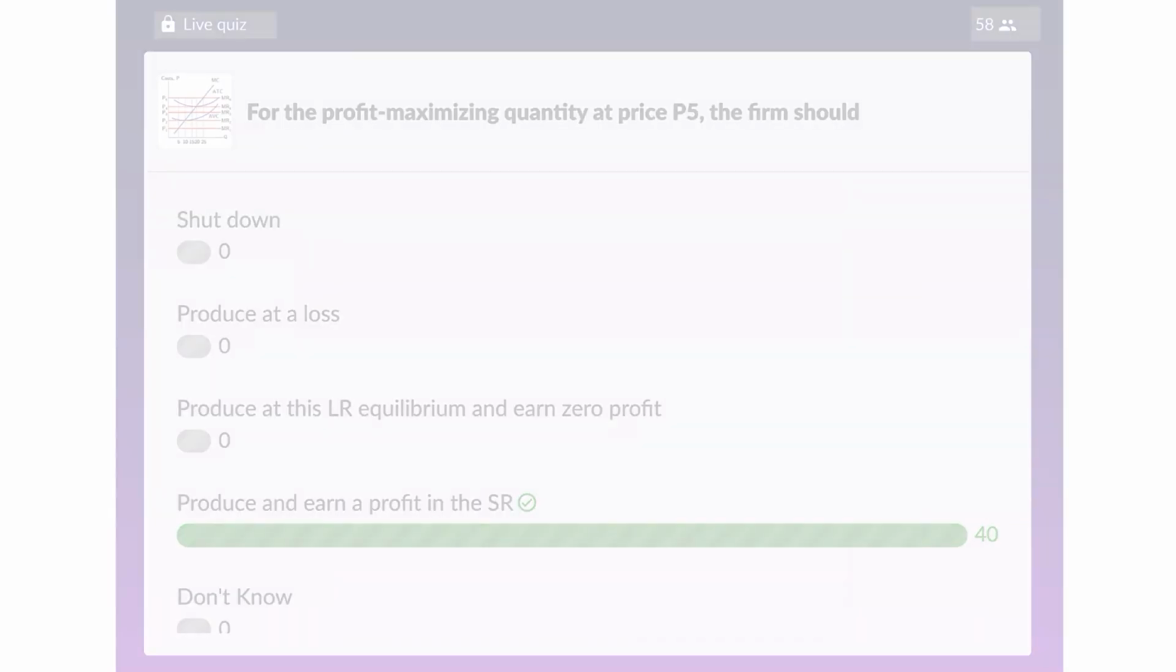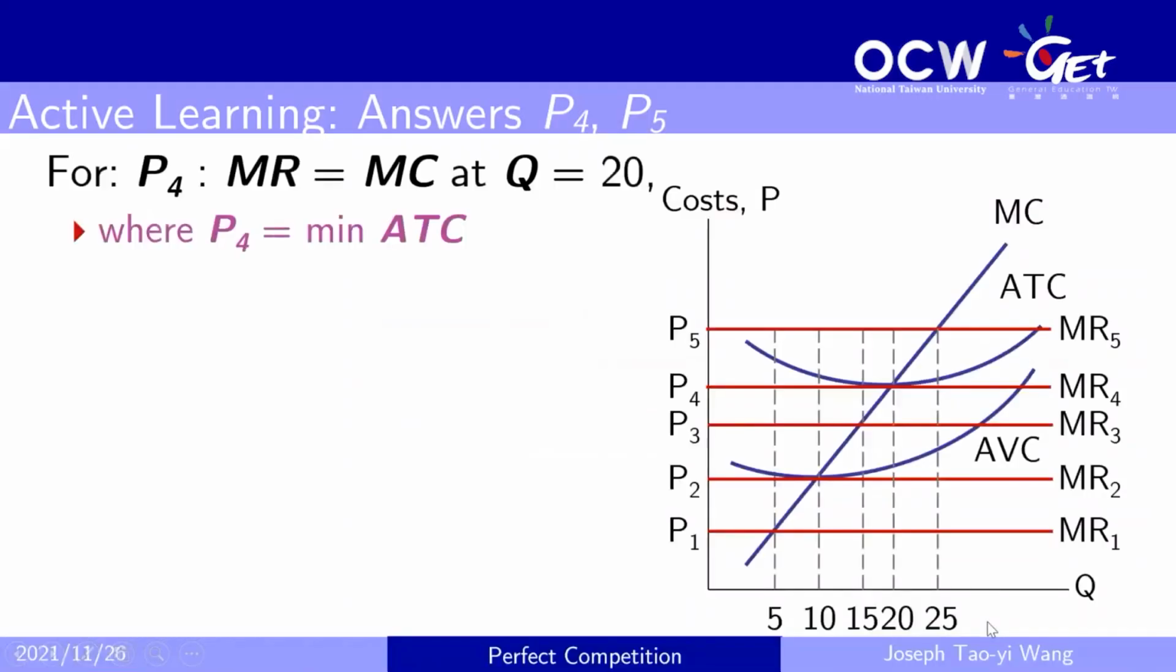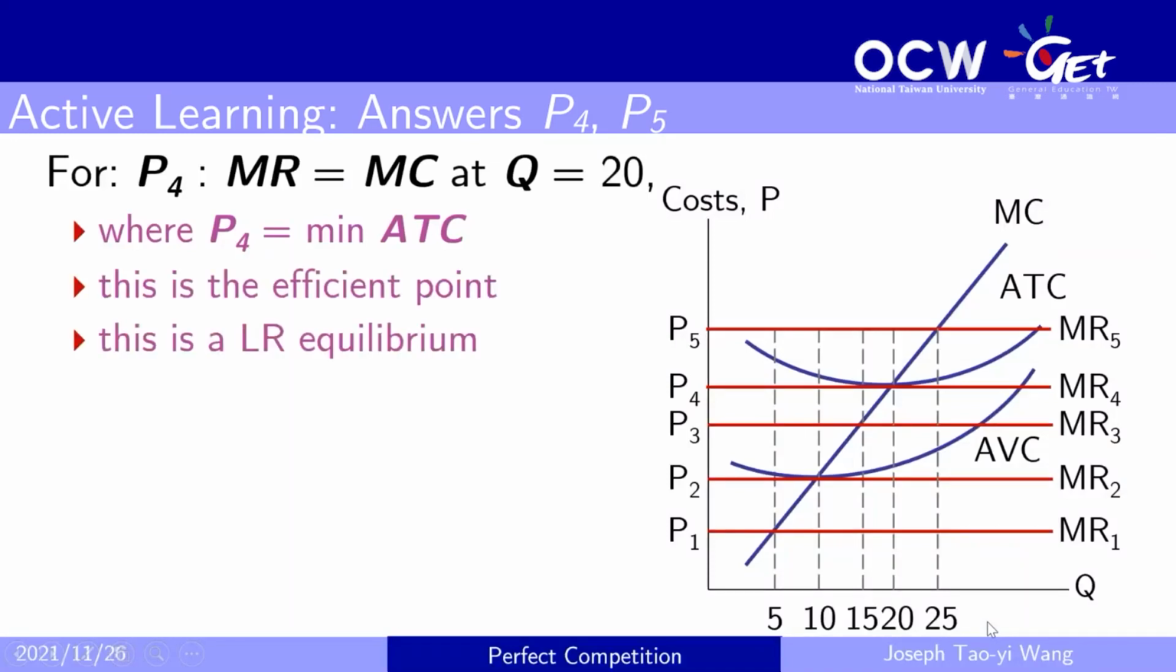is the correct answer. All right, so at price P4, that's exactly at the lowest point of the ATC curve. So that's where you choose MR equal to MC, and you should choose quantity equal to 20. And that's where you are at the lowest point of the ATC curve. So that is the long run equilibrium. So in the long run, that's where you are. And the firm is earning zero profit. And so it is the efficient scale.